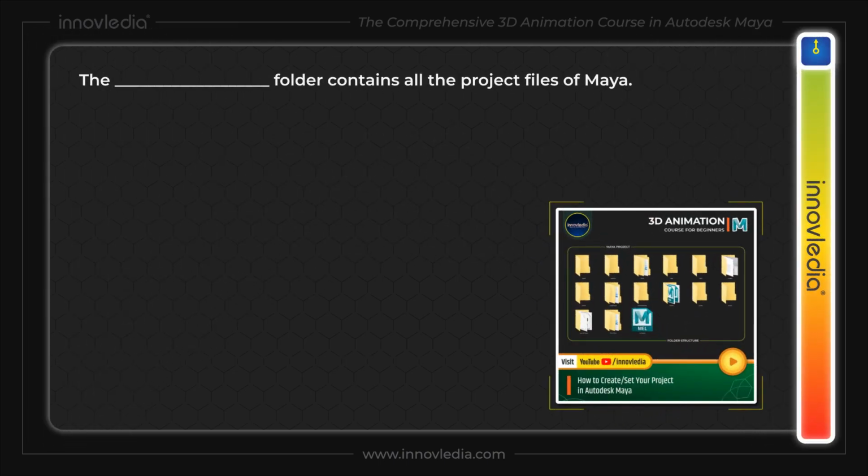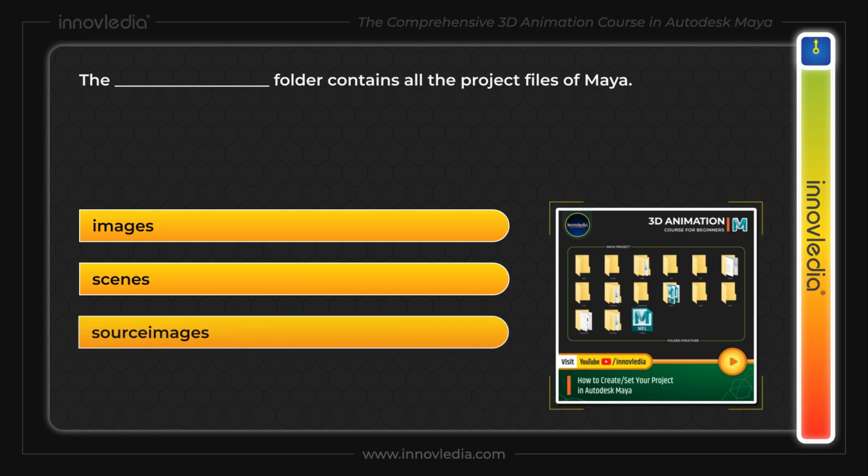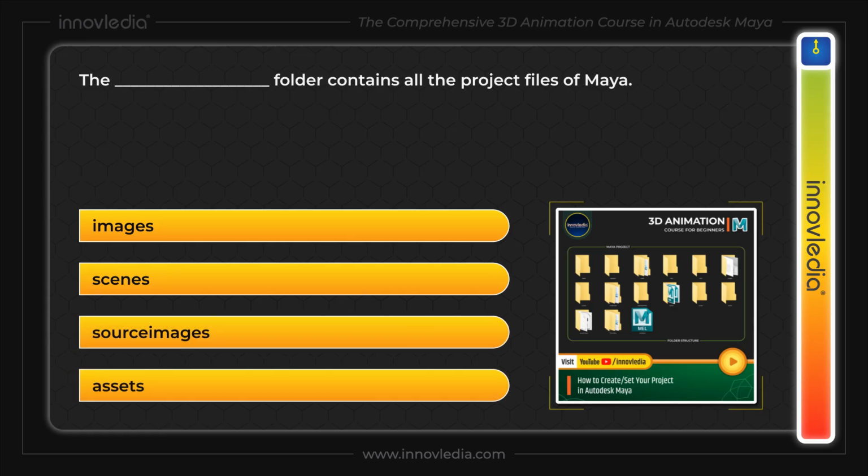The dash folder contains all the project files of Maya. The options are images, scenes, source images, assets. Your time starts now. And the correct answer is scenes.